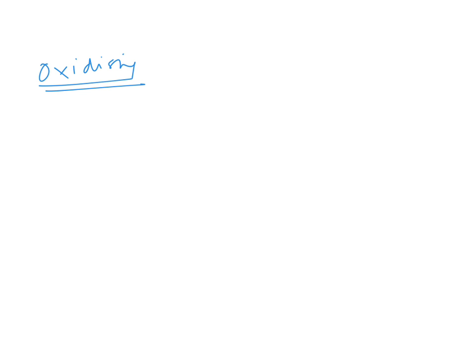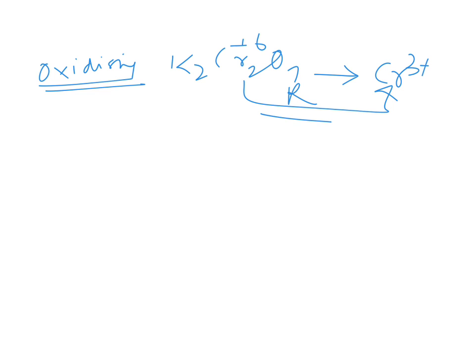So what happens in the K2Cr2O7? It has plus 6 as oxidation state. So it will go to Cr3+, that is, it itself will reduce, so therefore it acts as an oxidizing agent. Okay. Now some reactions. How does it act as an oxidizing agent? K2Cr2O7.